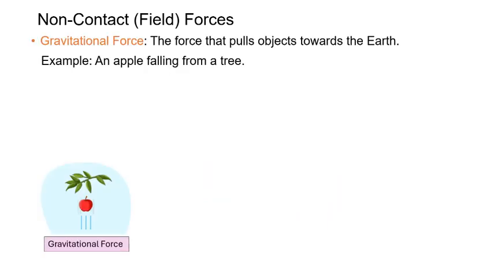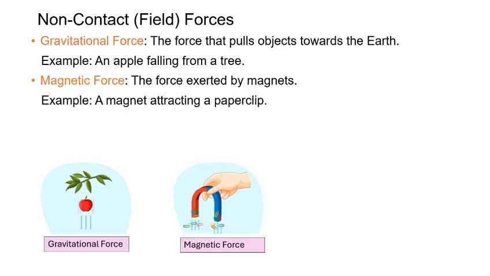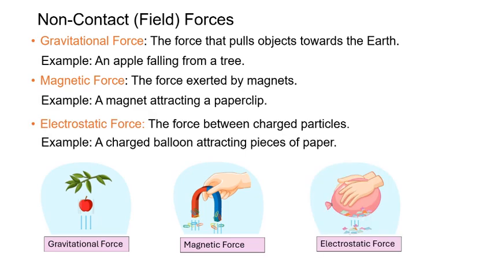The non-contact forces: we've got the gravitational force, the force that pulls objects towards the center of the earth. An example is an apple falling from a tree, being pulled by gravitational force. Then magnetic force, an example of that is a magnet attracting a paper clip. And lastly, the electrostatic force, the force between charged objects, such as a charged balloon attracting pieces of paper.